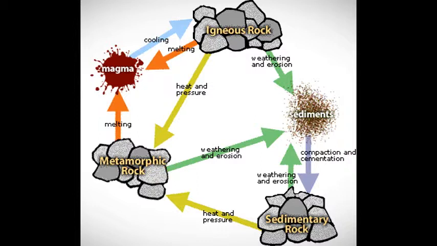Any of the three types of rock can be worn down by weathering and erosion and turned into sediment. This sediment can be compressed and cemented into sedimentary rocks. Metamorphic and igneous rocks can melt into magma, which can solidify into igneous rocks. Igneous rocks and sedimentary rocks can be modified by heat and pressure to be turned into metamorphic rocks. The three rocks are all connected through the rock cycle.